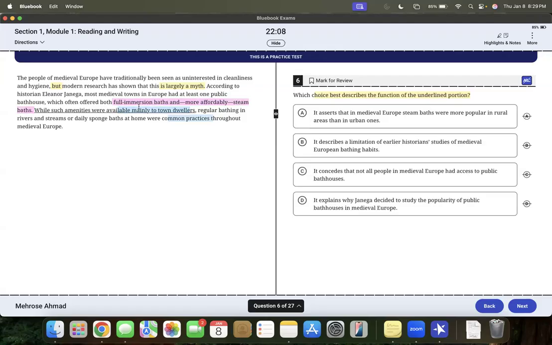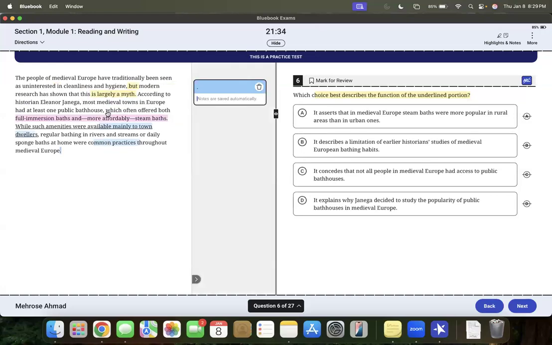Well, this is a detail, right? They have different types of bath, full immersion and also steam baths. This is also an important detail that although these amenities existed, they were available mainly to town dwellers. However, these things in some shape or form were still common practices in people's houses, even though they may have looked slightly different. So, all that being put together, what is this passage saying? And again, this might be where you want to use a sticky note to give you that one second quick summary for yourself before going to the question.